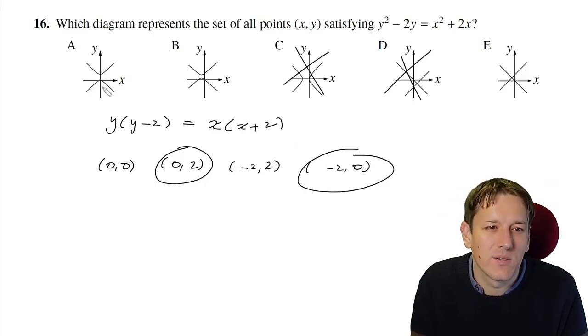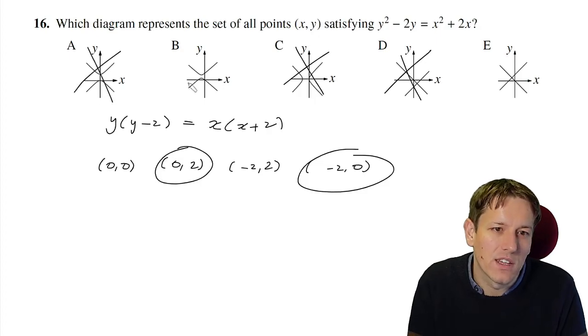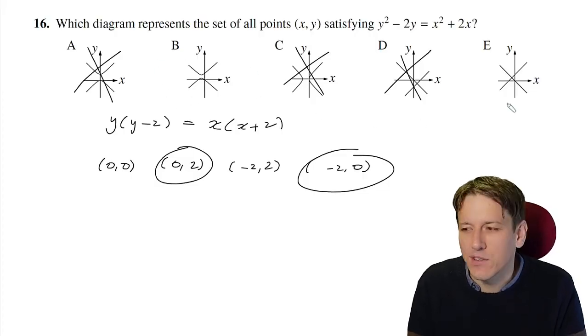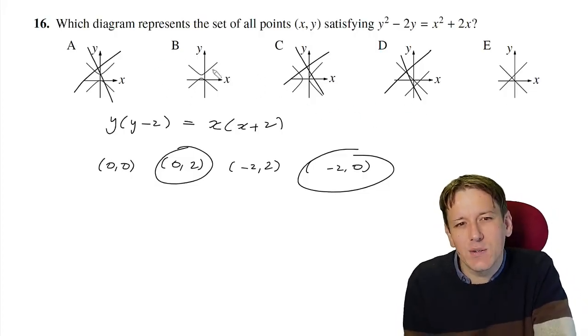If I look at minus 2, 0, well, okay, that point is not on A, clearly it just goes to the origin here. This point could be minus 2, I don't know it, but it could be, and this point could be minus 2. So I've narrowed it down to B or E, so I've got a 50-50 guess, and now I've got to look at these two diagrams.